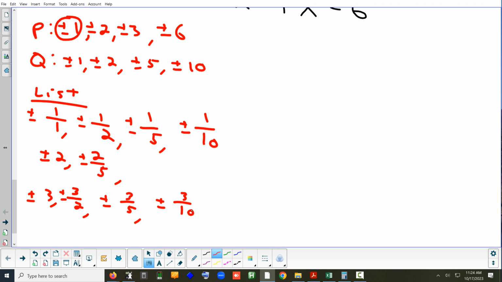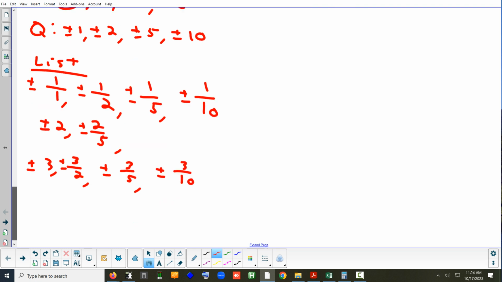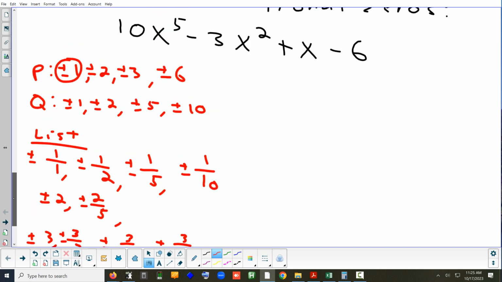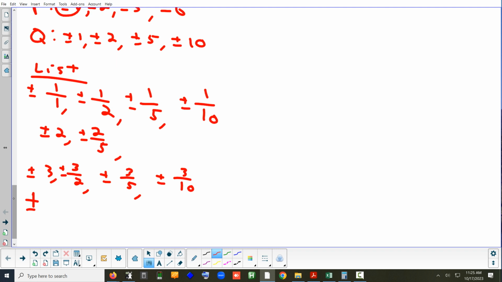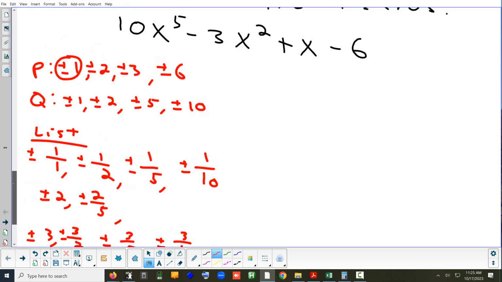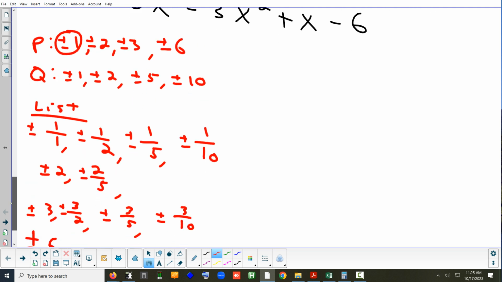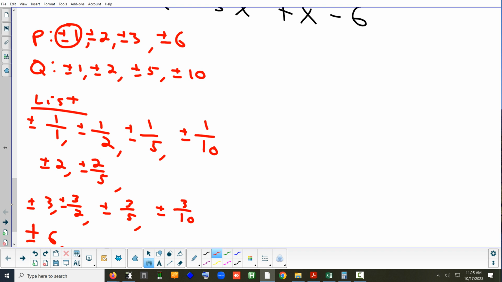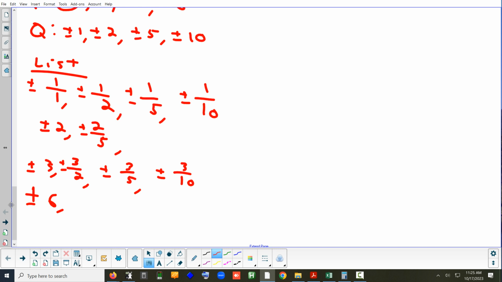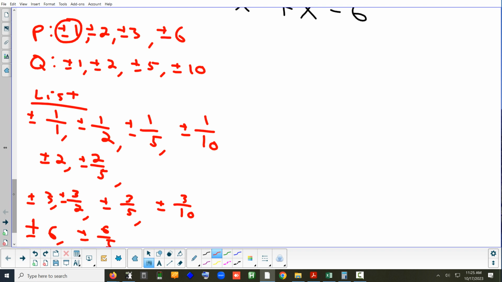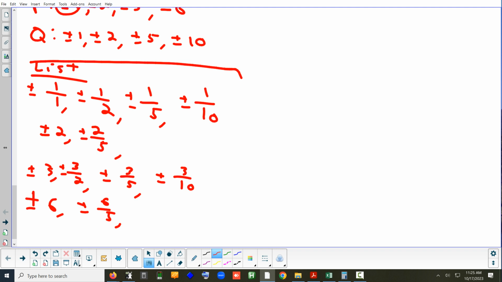Right, and now let's practice doing it with a 6 in the top. So the first one would be 6 over 1. We don't have it. The next one would be 6 over 2. We have that, because what is 6 over 2? 3. We already have that. The next one would be 6 over 5. And the last one would be 6 over 10. But that's 3 over 5. Okay, so that's our list.